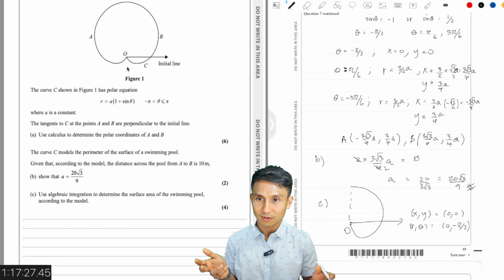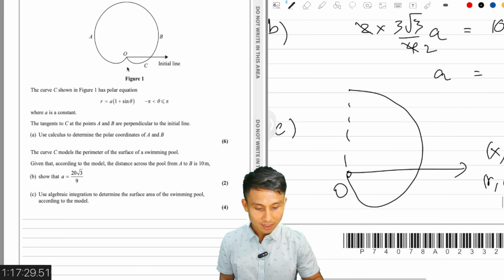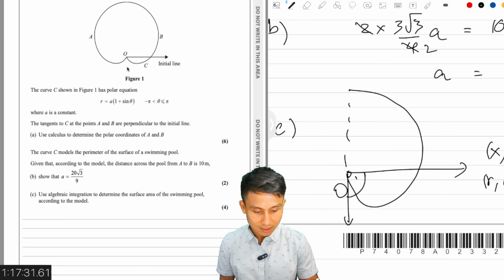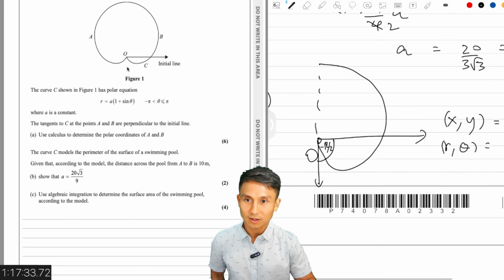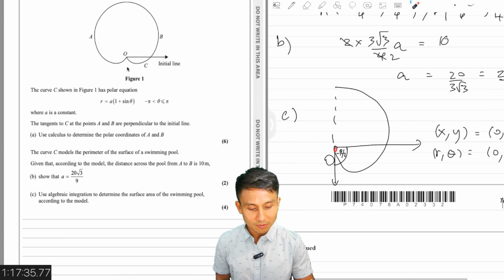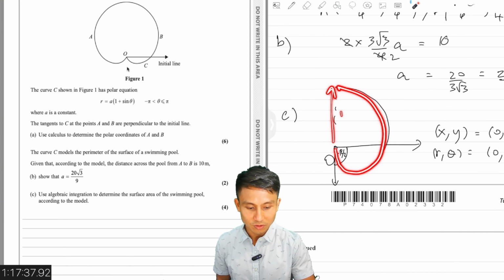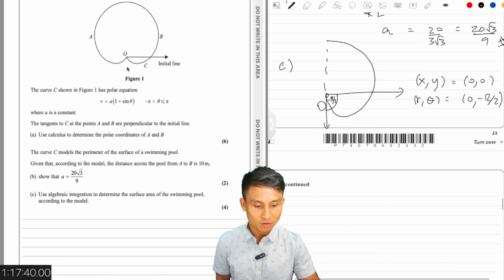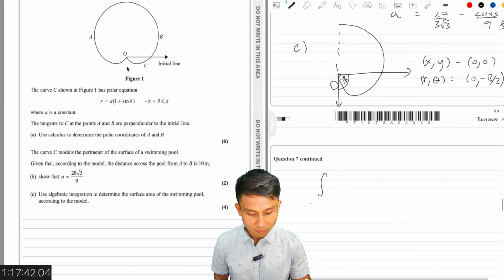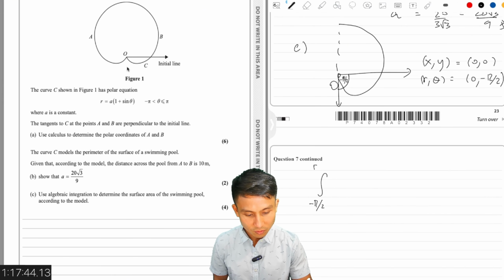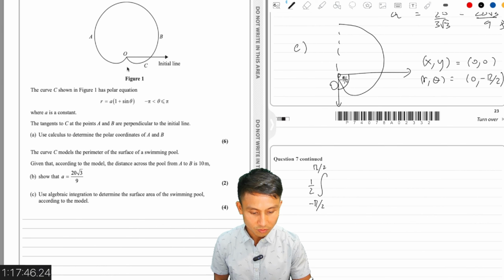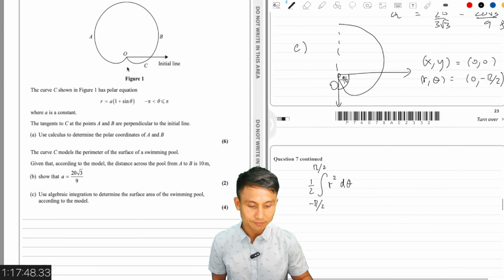So hang on, let me think about that. Yeah, it should be minus because the angle is here. So that's the initial line, that's the angle, minus pi over 2 there. Okay, so we're going to integrate from minus pi over 2 up to pi over 2. This is pi over 2, right? From the initial line. So it's just the integral from minus pi over 2 to pi over 2 of 1 over 2 r squared d theta. That's the formula, right?